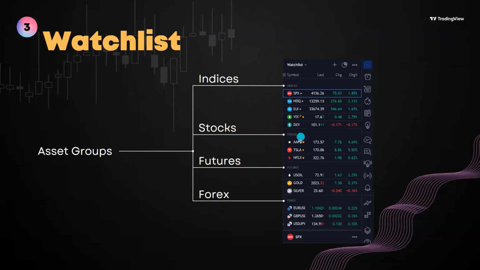You see here, for example, this is TSLA, Tesla. The current price, the last price is 170.06. They changed today 8.86 US dollars, and the price change in percent today is plus 5.5%. Yeah, percent. That is how to read this one.